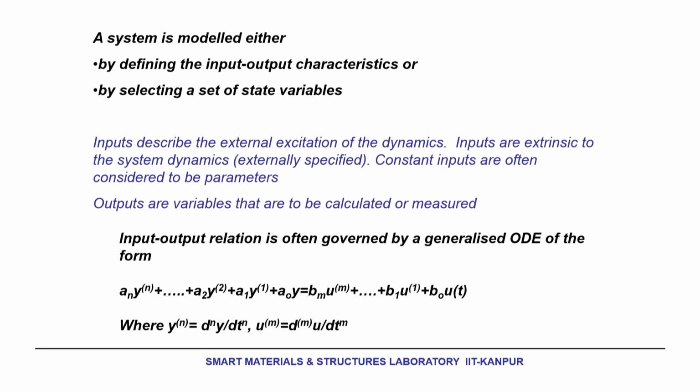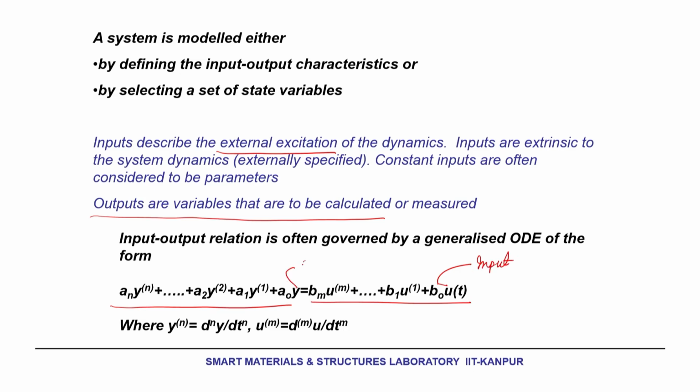A system may be modeled either by defining the input output characteristics or through what is called a set of state variables. Input output characteristics are such that the input is the external excitation of the system, which is extrinsic to the system, and outputs are the variables that are calculated or measured from the system. Hence a relationship can come out like this, where u is the input and y is the output.